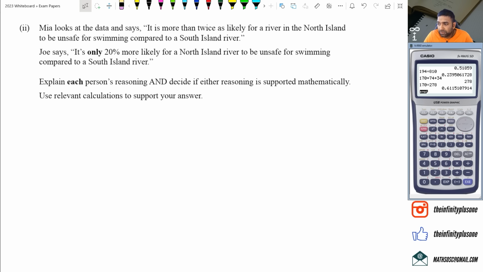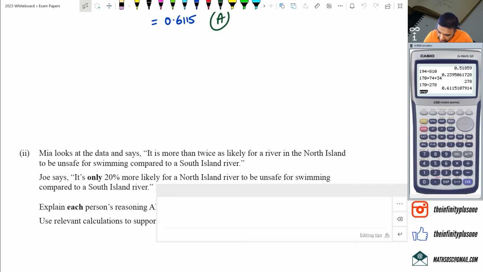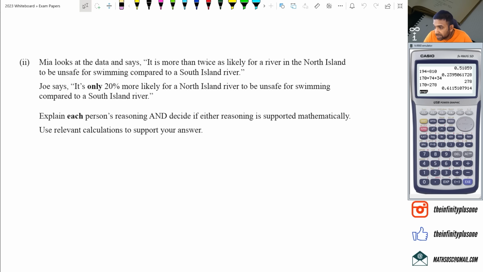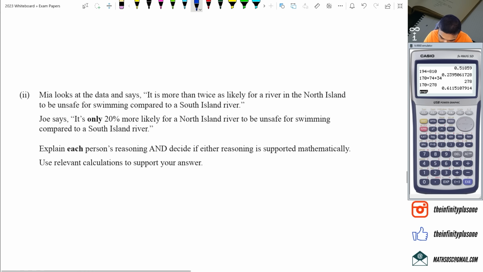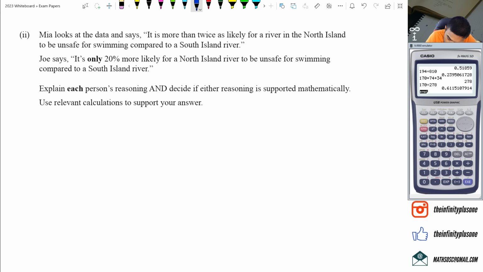Okay, so the first thing we've got to figure out is what's the probability that it's unsafe in North Island, and what's the probability that it's unsafe in South Island. If we go to the table, North Island, we've got unsafe is 74 out of 179. That's the total. South Island is 34 out of 99. So we've got the probability of unsafe in North Island and the probability of unsafe in South Island.